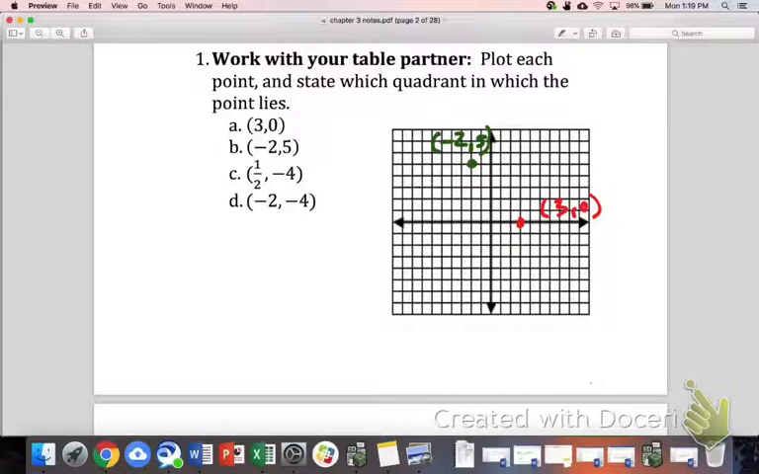And then the next one is (1/2, -4). This was a little bit harder to get in there because it's 1/2, but I'll just go halfway, one half to the right, and then down 4. So 1, 2, 3, 4, right about there. So (1/2, -4). And then my last one is (-2, -4). That would be left 2, down 4. I've got it right there. So (-2, -4).